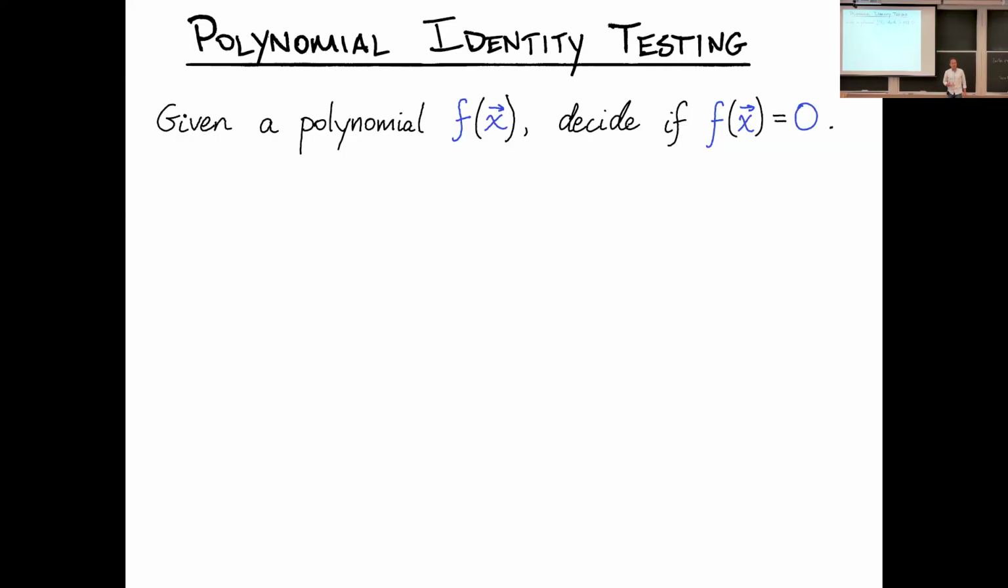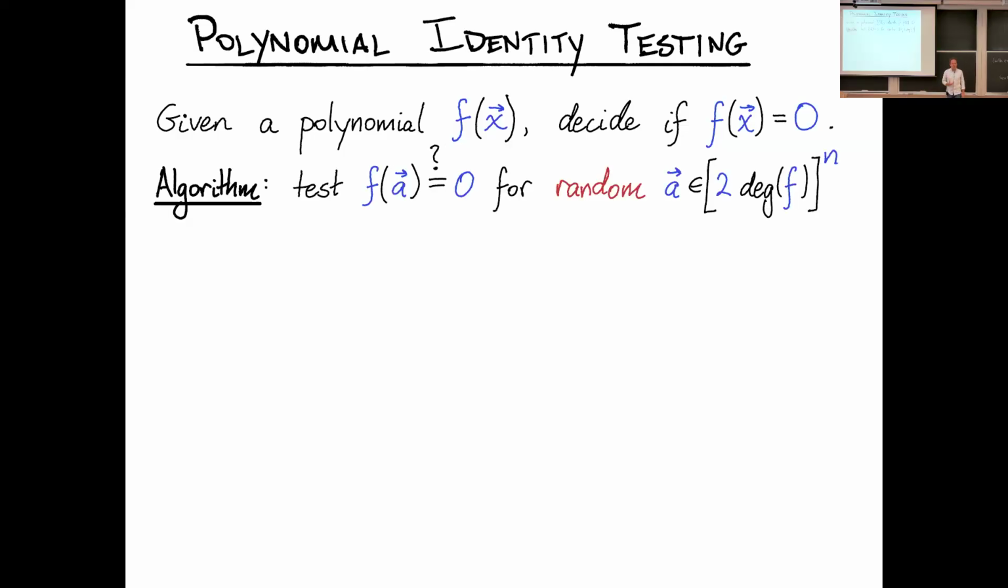But this problem is different because we actually have efficient randomized algorithms for the problem. You can just take your circuit, evaluate it at a randomly chosen point. If you see zero, probably the polynomial is actually the zero polynomial. If you see non-zero, well, you certainly know the polynomial is not zero. So we have an efficient randomized algorithm for this problem. And this is a really interesting problem to study.